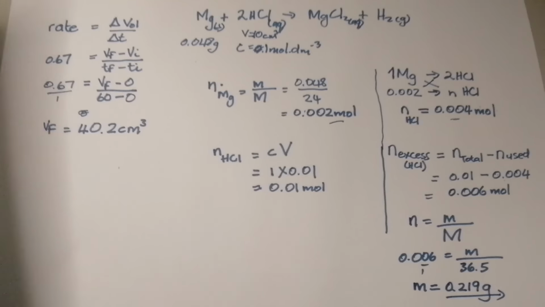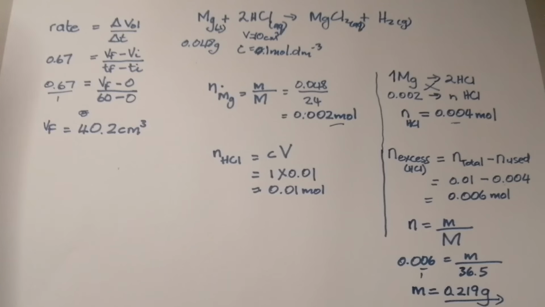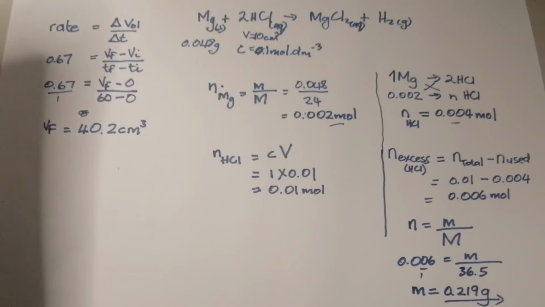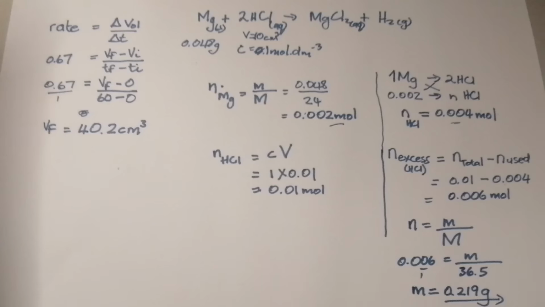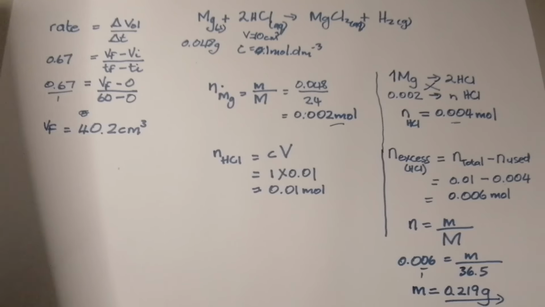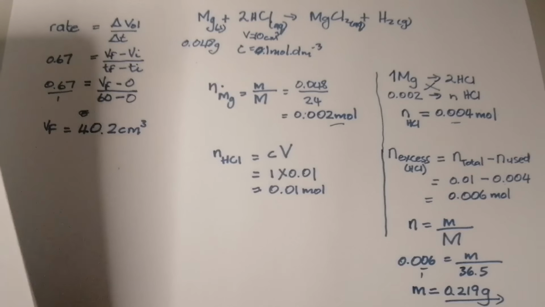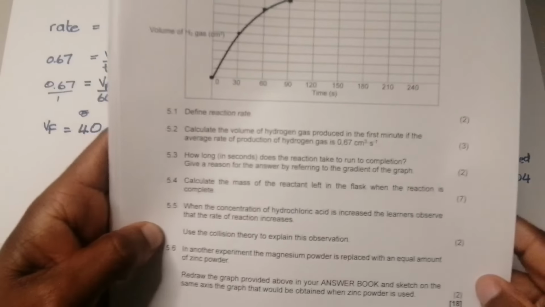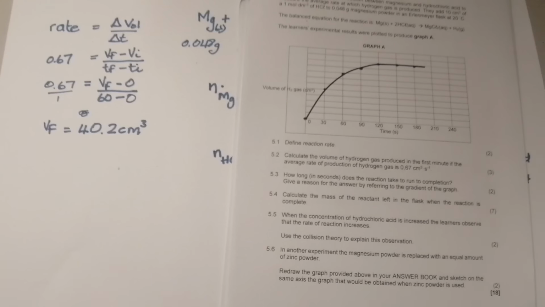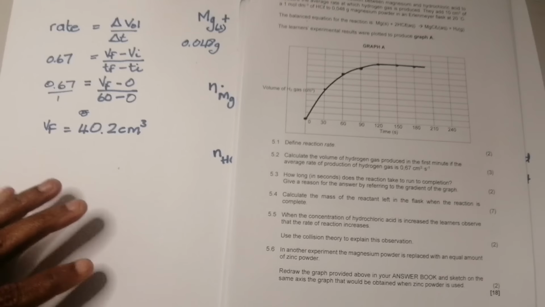Okay, I would have wished that the examiner would have gone a little bit easier on us by telling us which one is in excess. I think it would have made a lot of difference. And in that case it would have saved us from having to find out which one is the limiting reagent, right? Right, now let's continue as we are about to bring this to a close.